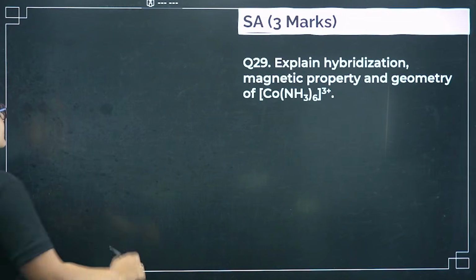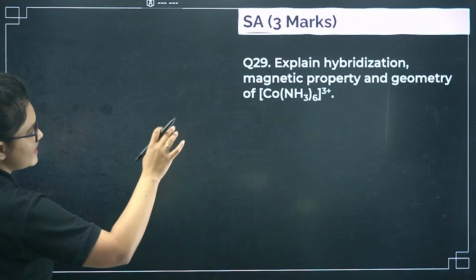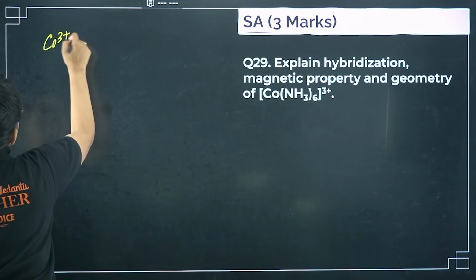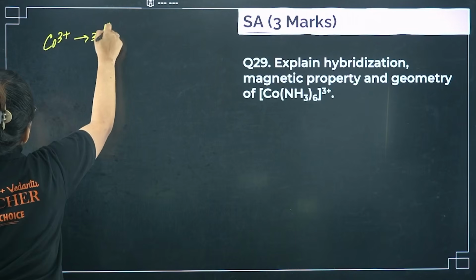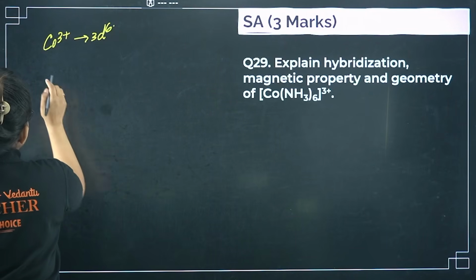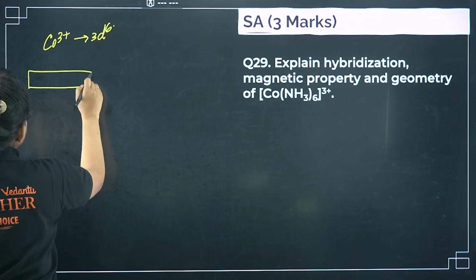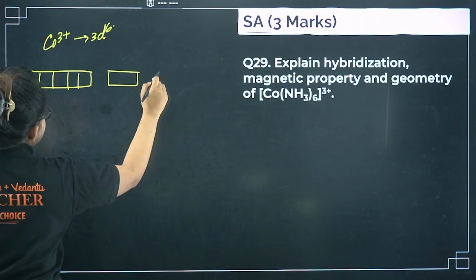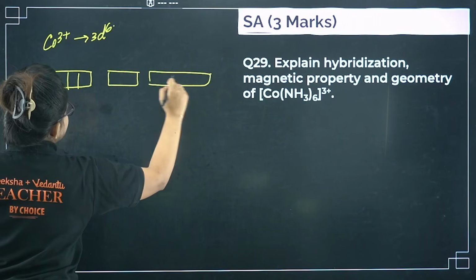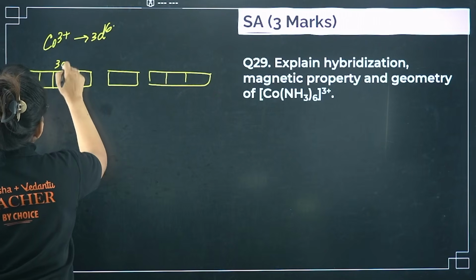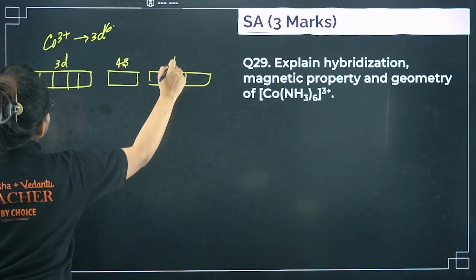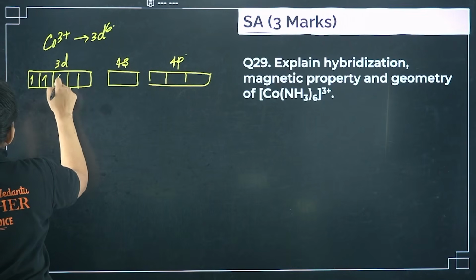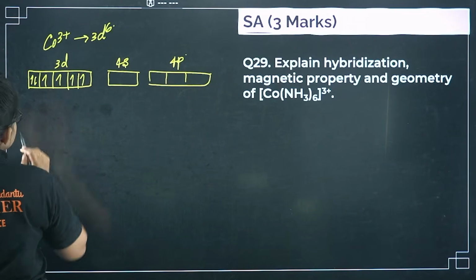Let's proceed. Here we have to explain the hybridization, magnetic property and geometry. So cobalt 3+ here, cobalt 3+ is basically 3d6, right? So if I just draw the 3d6 one, I am having also 4s, I am having 4p as well. This is my 3d, this is my 4s, this is my 4p. So it will be looking something like 1, 2, 3, 4, 5, 6, like that.